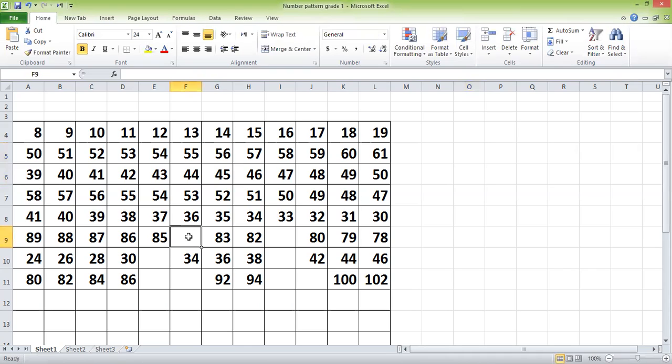All right, guys. Now you have to tell me what will come between 85 and 83. Check out this pattern and tell me the answer in the chat box. Between 85 and 83.